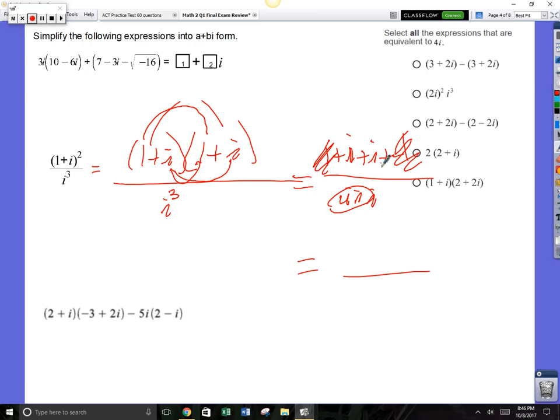And my i plus i, that's 2i. And on bottom, that is a negative 1 times i, and you've got i divided by i, and that is 1. So I've got a negative 2. That's kind of a good problem.